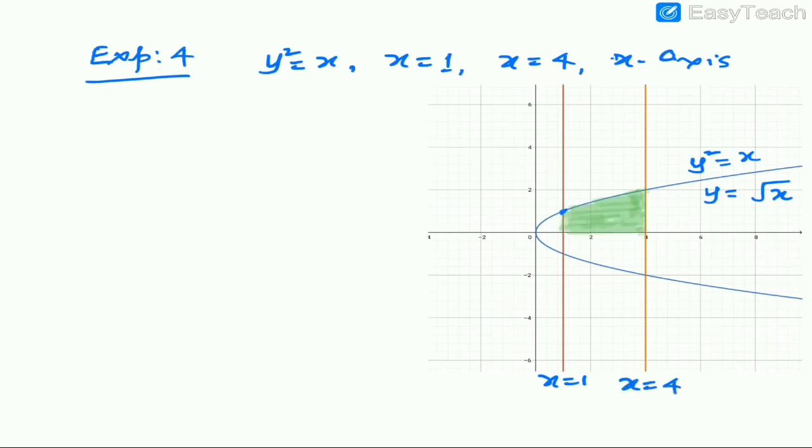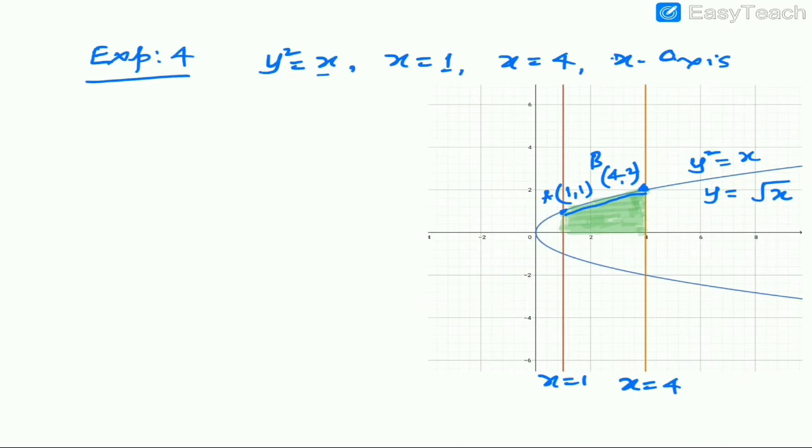And we have to find the green shaded area. This area is totally below the parabola. This curve is below this parabola. The intersection point A is, if we take x equal to 1, (1, 1), and B is (4, 2). This point is B. So our limit is 1 to 4.